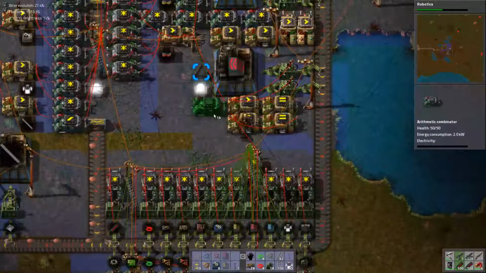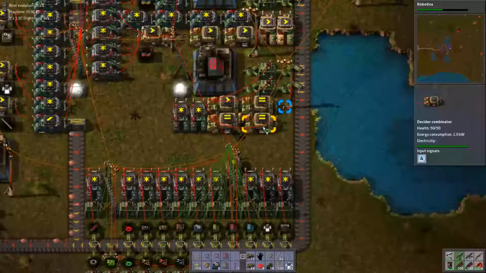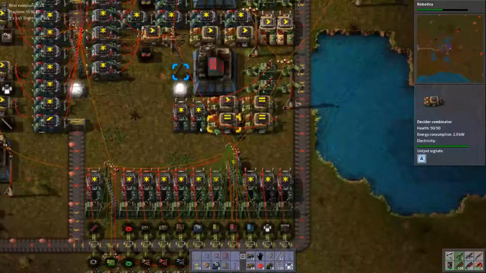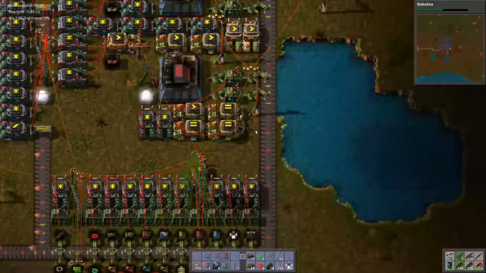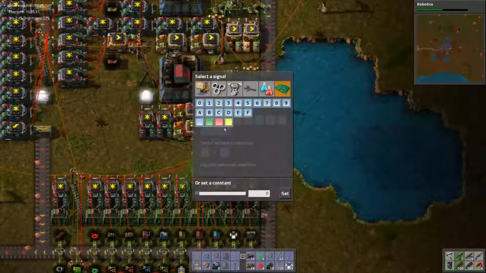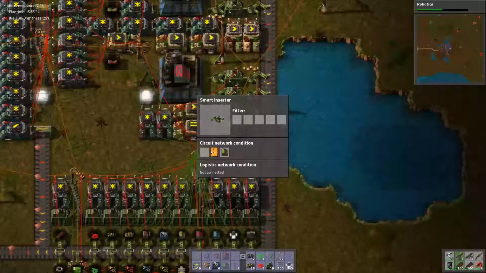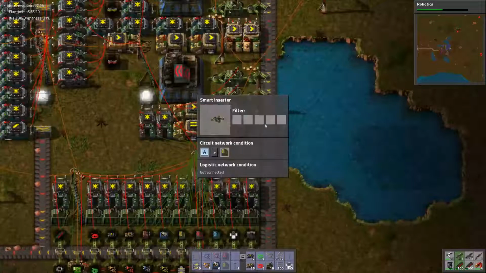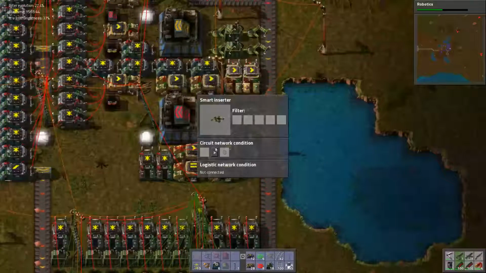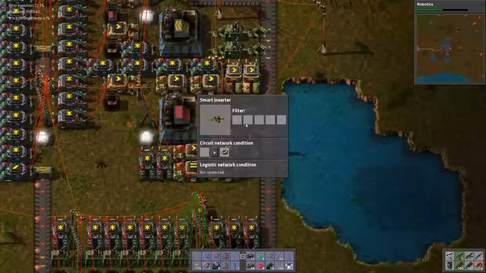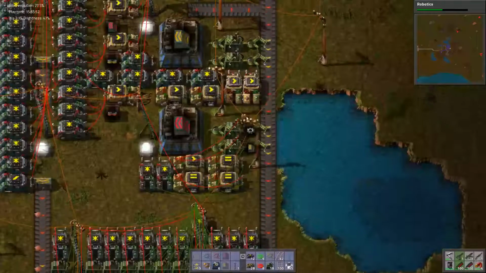So the math machines, we just need the 2. The input of these will come from here. It'll also come from the network once I get to that point. Alright, you are going to filter for regular underground belt. Component is gears. You're going to filter for gears. That should be fine.